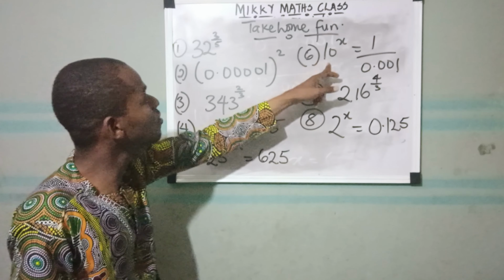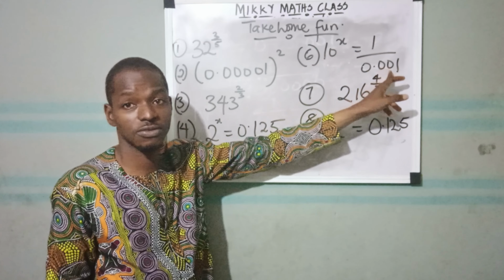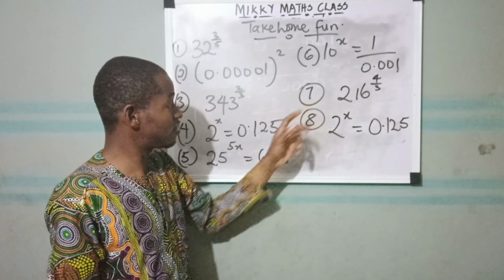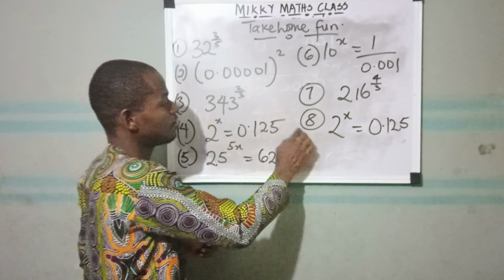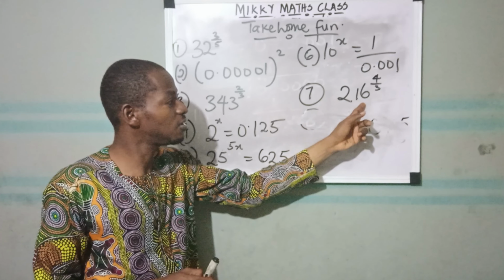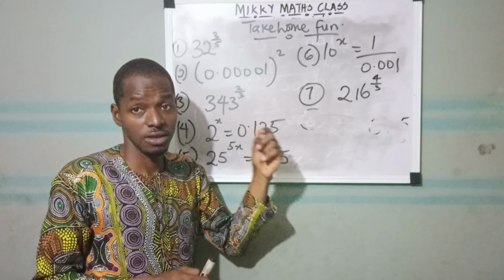Number 6 is 10 raised to the power of x equals 1 over 0.001. Number 7, which is the last, 216 raised to the power of 4 over 3.